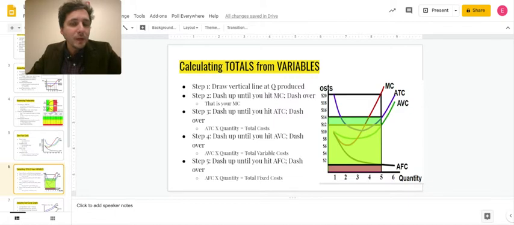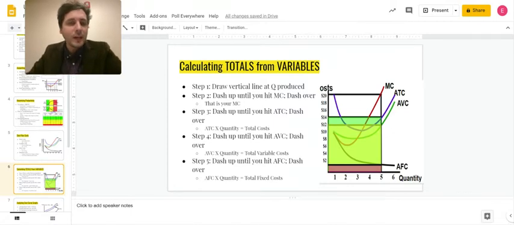And then how do I find my average variable cost? I dash up from here until I hit AVC. I dash over, that's 12. My average variable cost is 12. What's my total variable cost? It's going to be 12 times my quantity of 5. 12 times 5 is 60, this smaller box here.